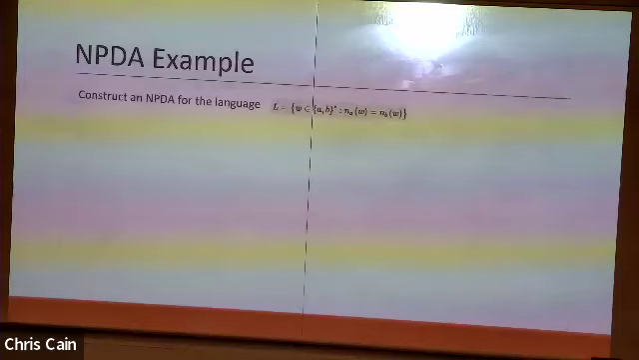All right, here's the language. We just care about all strings that have only A's and B's, where the number of A's is equal to the number of B's.